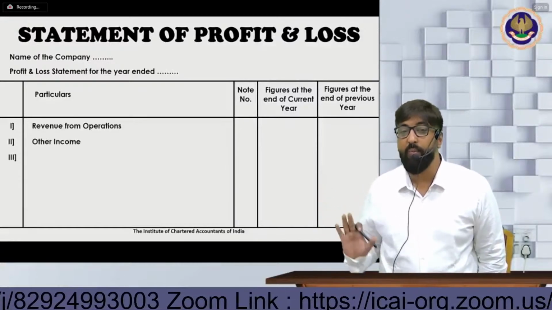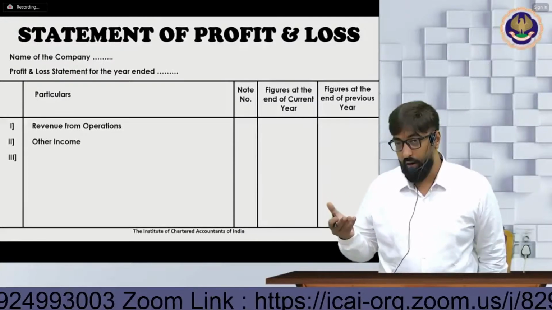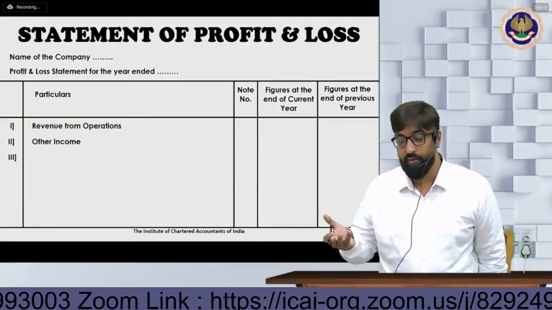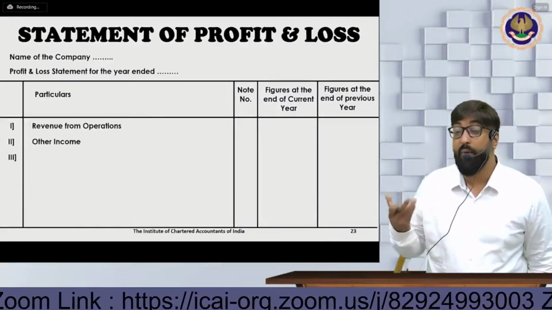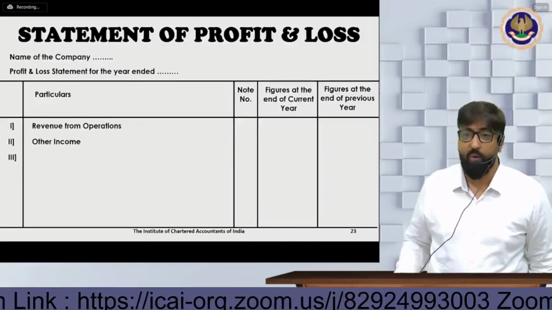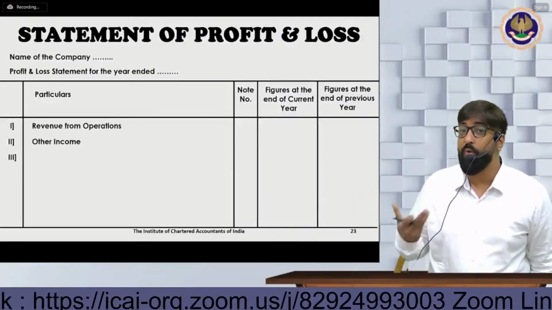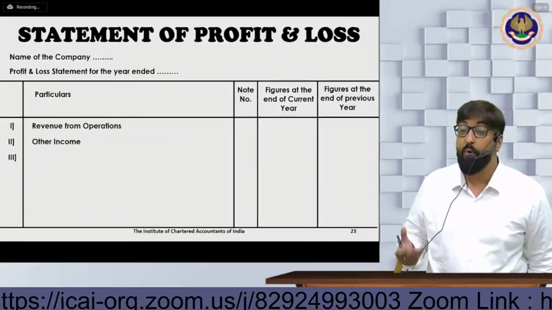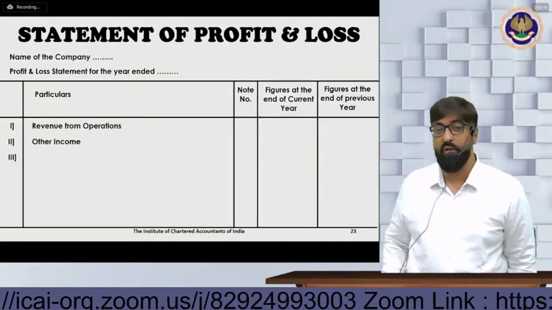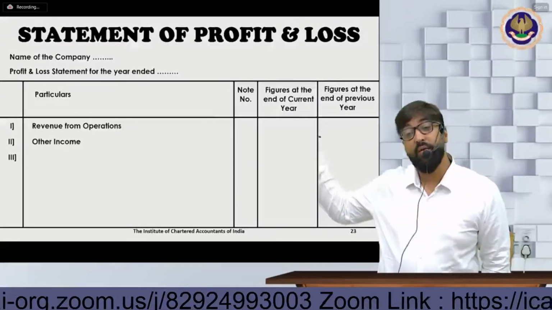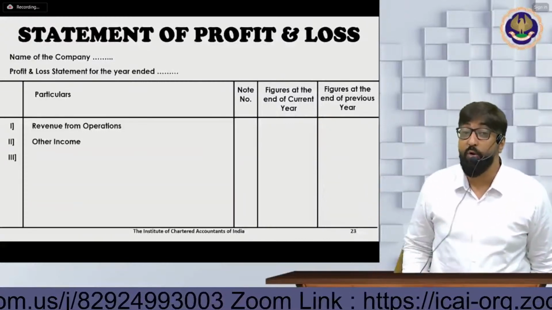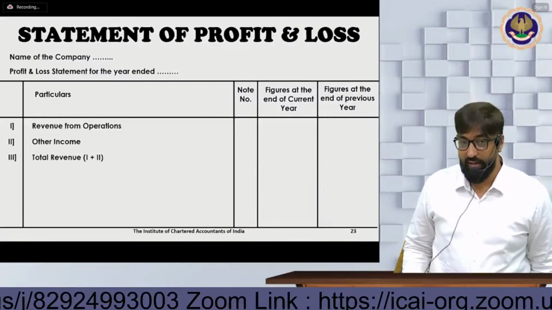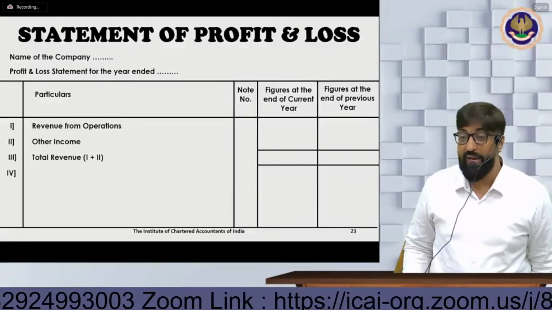So every company is not dealing only in goods. I may provide some services. So software companies, what they provide, they are not selling goods. They are providing services to their clients. So that will be considered. Previously we had sales and all this, but now it is very simple. It is revenue from operations, then other income, then total revenue. We will take a total.